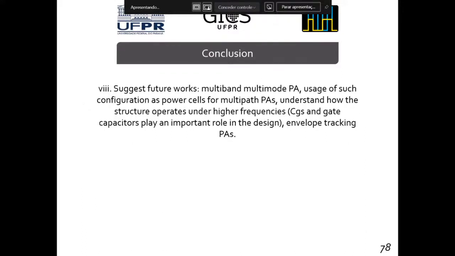Finally, as for the suggested future works, it is possible to use this architecture in multi-band, multimode power amplifiers, using the hybrid as the unitary cell for multipath, multimode power amplifiers, and using it in envelope tracking power amplifiers.